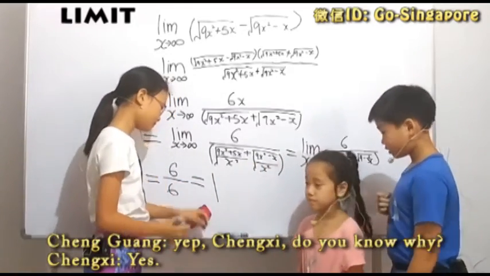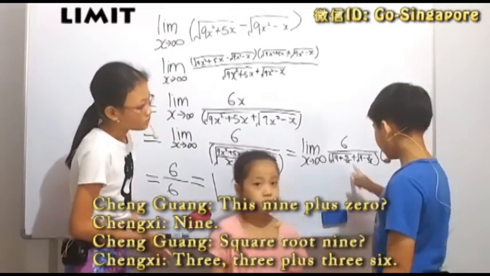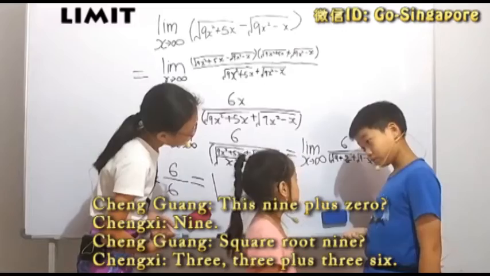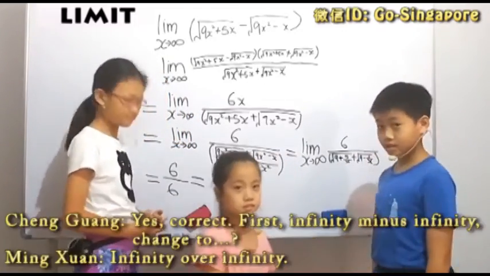Do you know why? This 9 plus 0? 9. Square root of 9? 3. 3 plus 3, 6. Yes, correct.